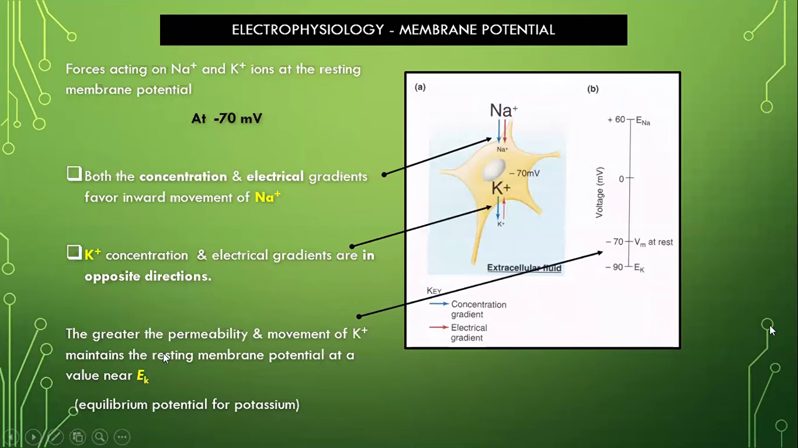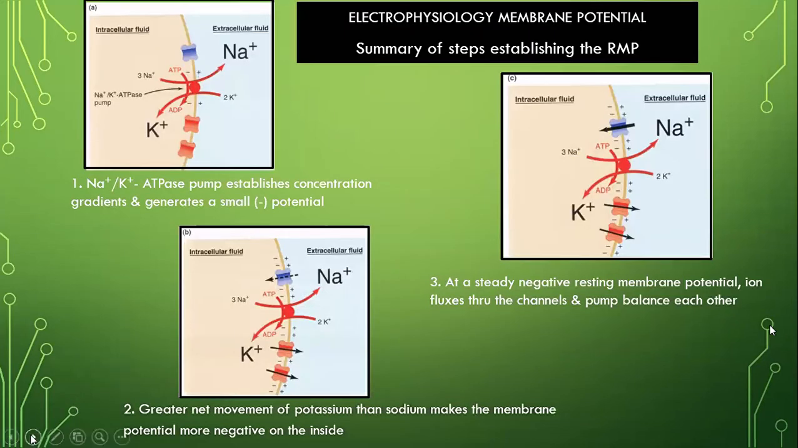Because of the leakiness of potassium, the resting membrane potential of the cell is maintained by potassium at minus 70. So, steps in the establishing of the resting membrane potential. Your sodium-potassium ATPase pump will pump 3 sodiums out and 2 potassiums in. So that will generate a small negative potential.